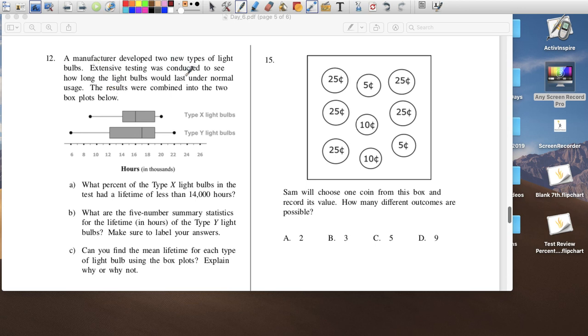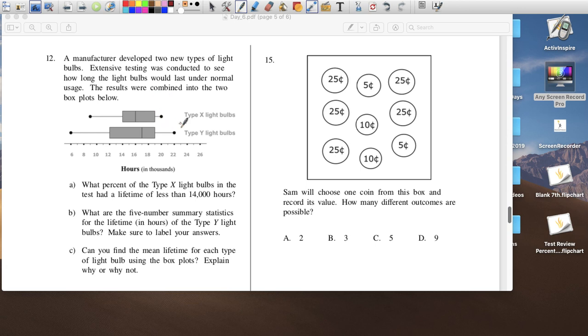Okay, there are 2 types of light bulbs. Testing was conducted to see how long the light bulbs will last in their normal usage. The results were combined in the 2 box plots below. So there's type X and type Y, 2 different light bulbs. What percent of type X light bulbs in the test has a lifetime of less than 14,000 hours?